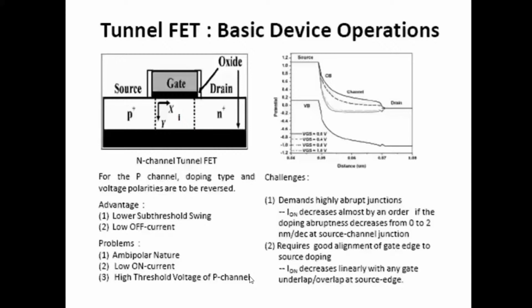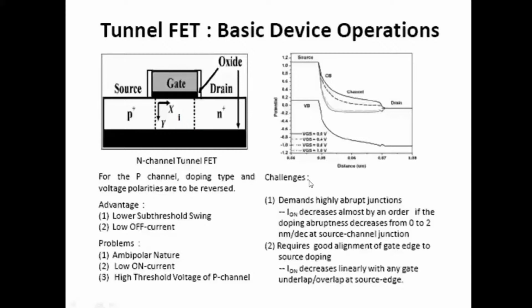The structure of the tunnel FET is similar to that of the MOSFET, except that the source and drain are made up of different doping. Source is, say, P plus and the drain is N plus. Apply a gate voltage, there is a band bending which occurs. Because of this band bending, the electrons from the source tunnel to the channel and the source to drain current tends to flow. The advantage of the tunnel FET is low subthreshold swing and low off current. Along with the low off current, we also get low on current, which is a big problem for the tunnel FET.